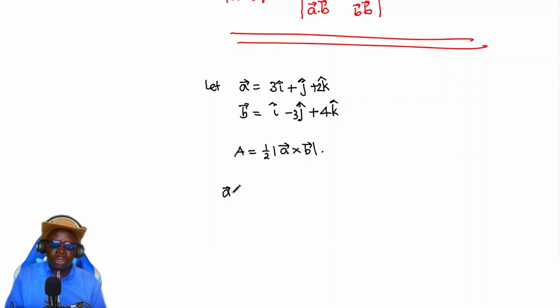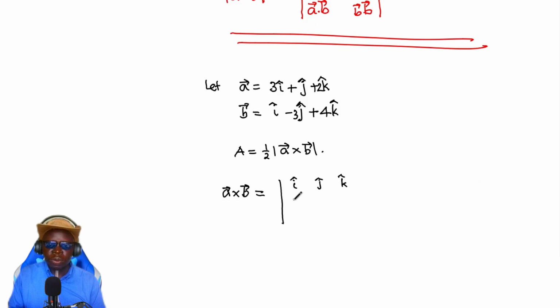A cross B should be equivalent to a matrix, and we're using the determinant. So the first row always is for these unit vectors i, j, and k. After that, we can go on and follow the order. A comes first, so we take these values or the coefficients of i, j, k.